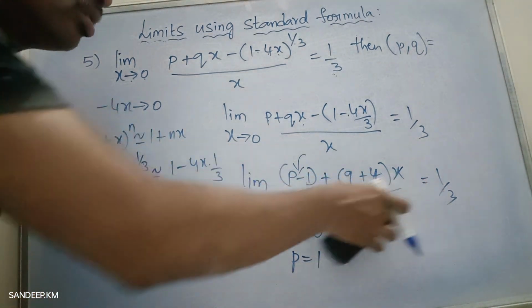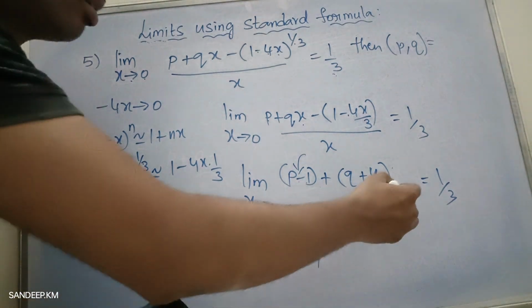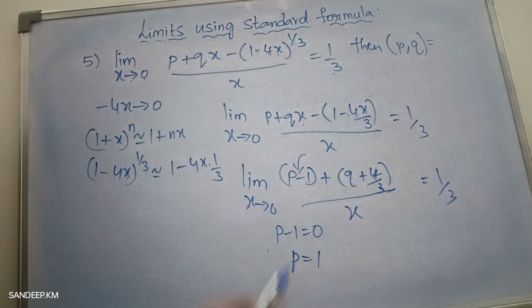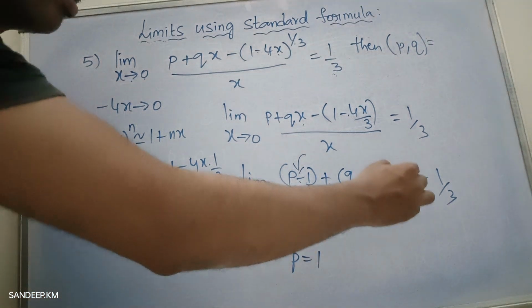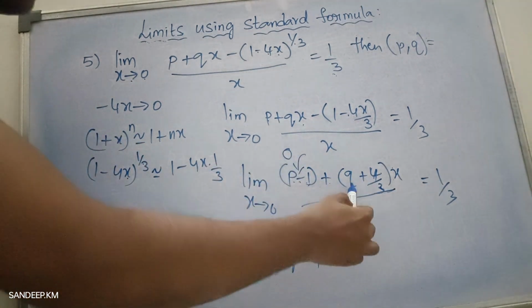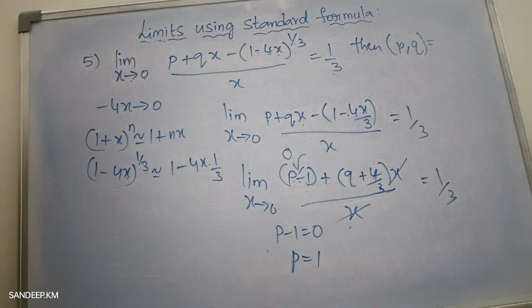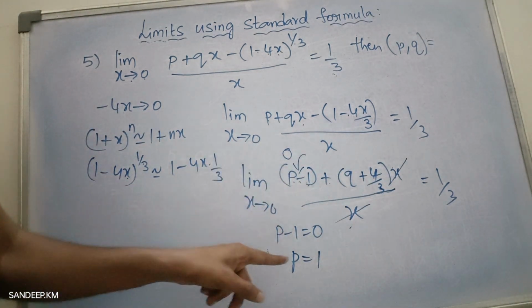So now I'll get back to this. I'll rewrite it like in the previous form. So dear students, P minus 1 must be 0. Okay na? Now when P minus 1 is 0, q plus 4 by 3 into x by x is remaining. Now these two will get cancelled. This is gone. P minus 1 is 0, P is equal to 1.